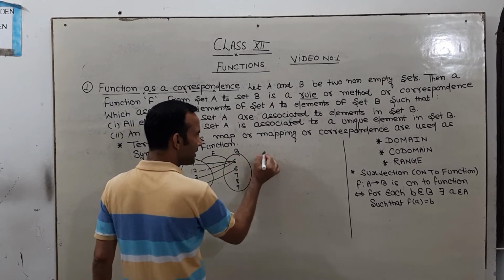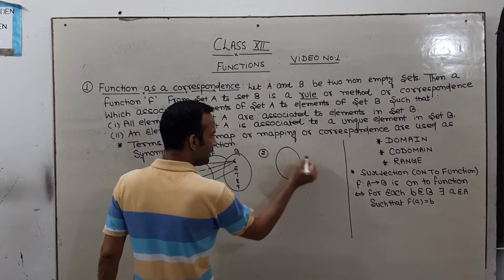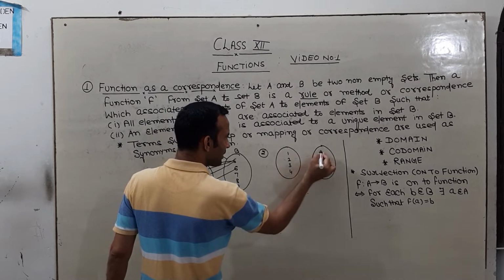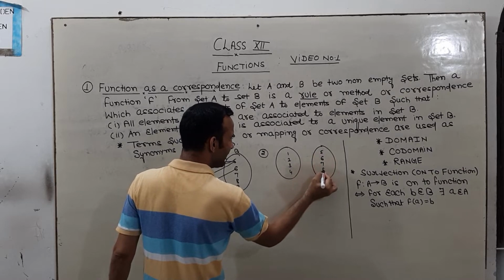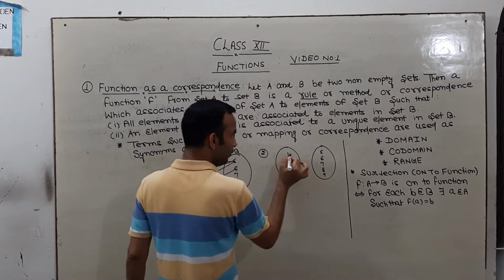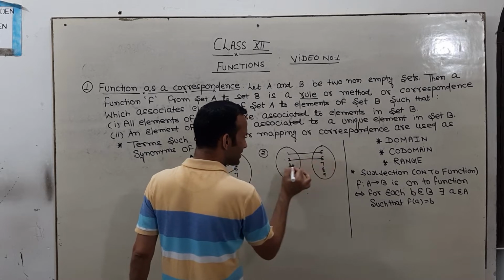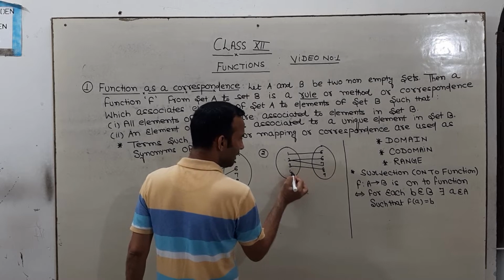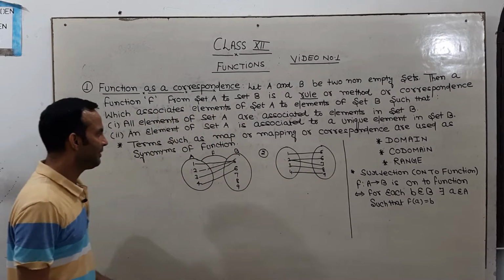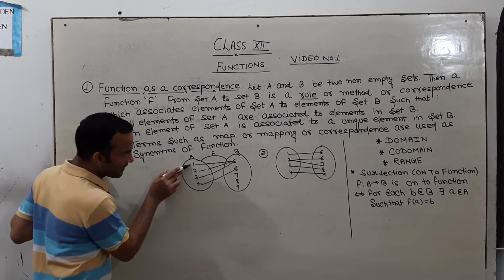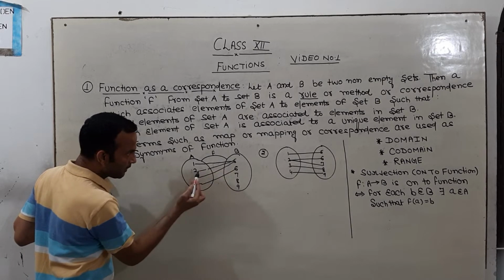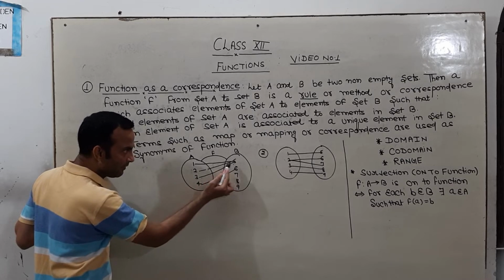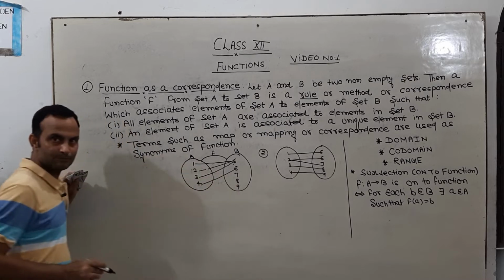Here I am taking a second example. 1, 2, 3, 4, 5, 6, 7, 8, 9. 1 is related to 5, 2 is related to 6, 2 is related to 7, 3 is related to 8, 4 is related to 9. Now see, my dear students. In the previous example, 1 is related with 5, 2 is related with 5, 3 is also related with 5, and 4 is related to 6.